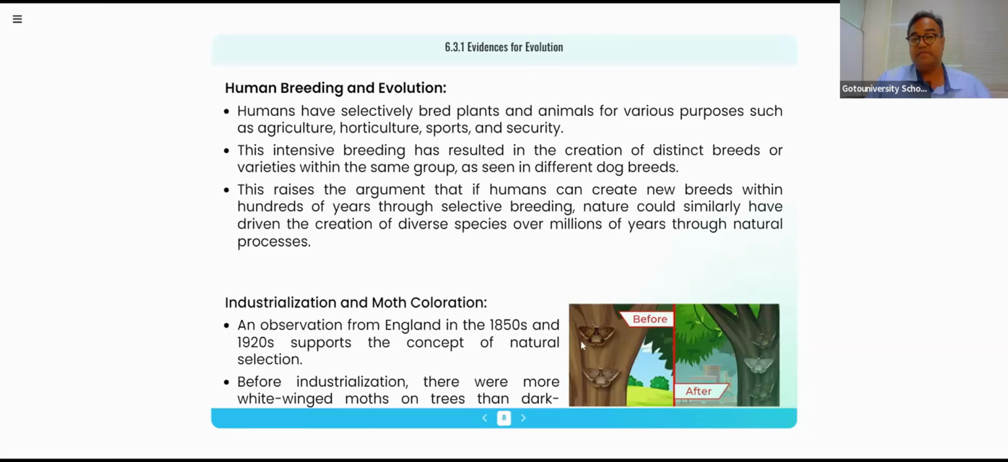In human breeding, we know very well that plants and animals are selectively bred for various purposes. What we need to understand is why we go for selective breeding. Because we want to develop a desirable breed, a superior breed, to get high evolution in a particular species, so that we get achievable returns. What are achievable returns?